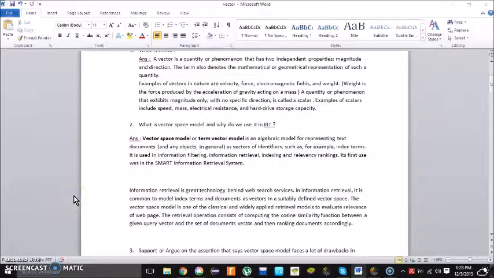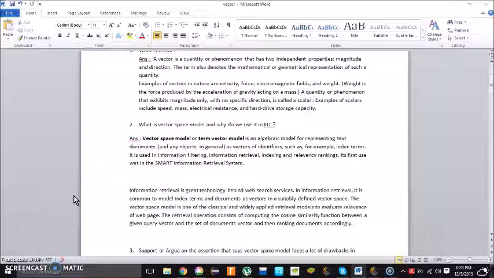Number 2. What is the vector space model and why do we use it in information retrieval technology? The vector space model, or term vector model, is an algebraic model for representing text documents and any objects in general as vectors of identifiers, such as, for example, index terms. It is used in information filtering, information retrieval, indexing, and relevancy rankings. Its first use was in the SMART information retrieval system.